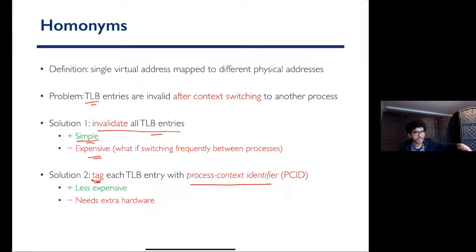Now, if I'm hitting in the TLB for a certain virtual page number, I have to check the tag and make sure that the process ID that I'm running right now matches the tag for this TLB entry. And if so, then I have a hit. If not, then I have a miss. In terms of performance, this is better because we're not invalidating all the translations that we have, but it definitely requires more hardware to implement. And adding more hardware means that we're making our TLBs slower, right? Because more hardware means more logic and slower execution.